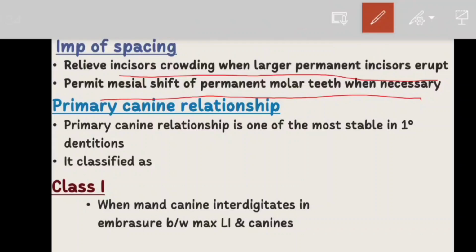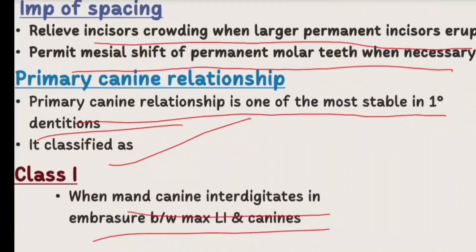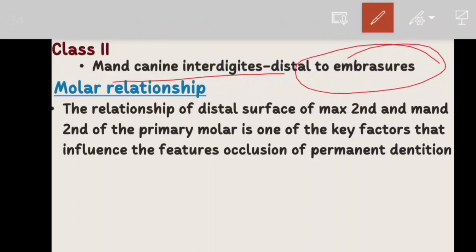It is the most stable relation in primary dentition. The primary canine relationship is one of the most stable in primary dentition, and it is classified as class 1 when the mandibular canine interdigitates in the embrasure between the maxillary lateral incisor and the canine. Okay. Class 2, where the mandibular canine interdigitates distal to the embrasure.